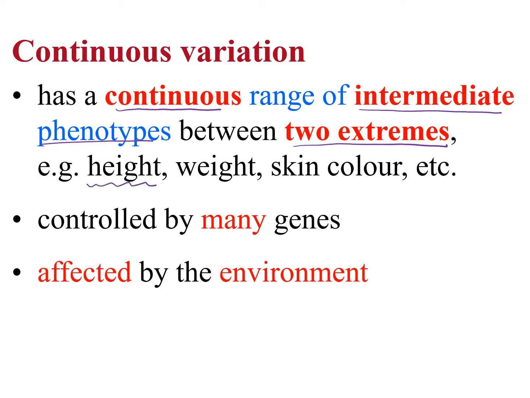In the world, there are people who are very, very short, while there are people who are very, very tall. They are the two extremes, and in between, there are different heights in human beings. Other examples such as weight and skin color are also continuous variation. This variation is controlled by many genes, and it can also be affected by the environment. Think about the case of height or weight. It can also be affected by the environment or the diet, etc.